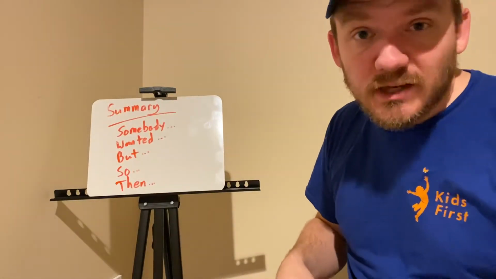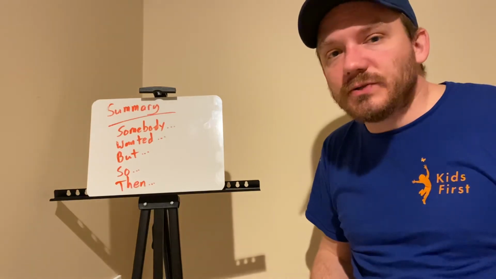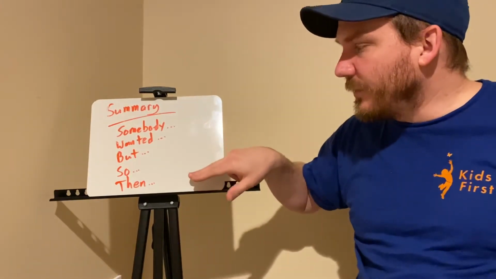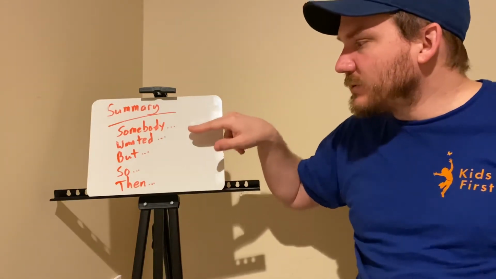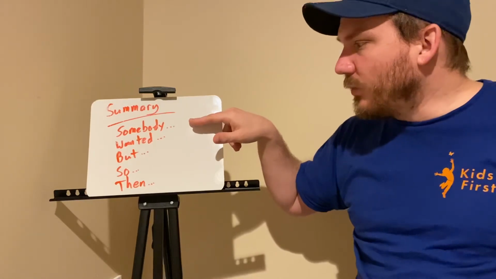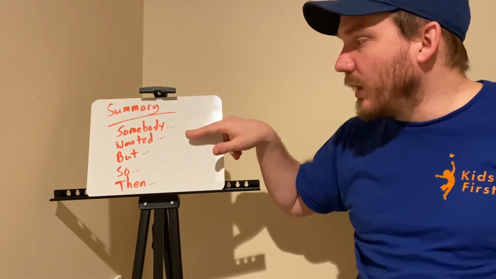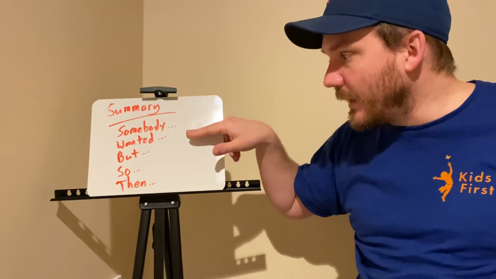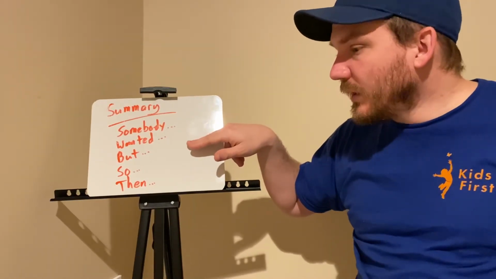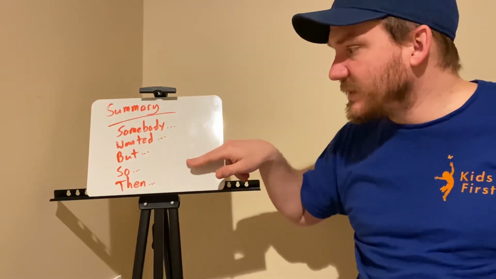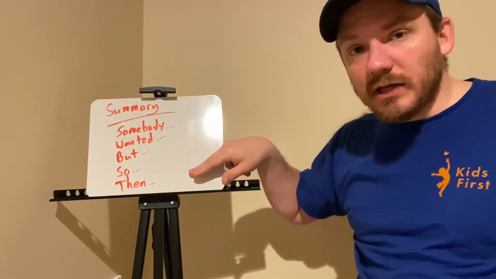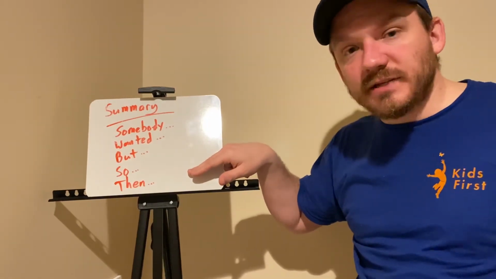Finally is the summary. To summarize your story here, you want to use the strategy: somebody wanted, but, so, then. You answer these questions, and then you write sentences. So somebody in this story would be Robert. What did Robert want to do? He wanted to remember his line and do well in the play, but he started to forget it before the play, so he messed it up a little bit during the play. Then he got pinched, but he still felt like he did a decent job.